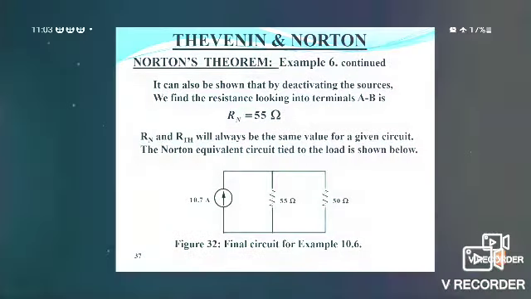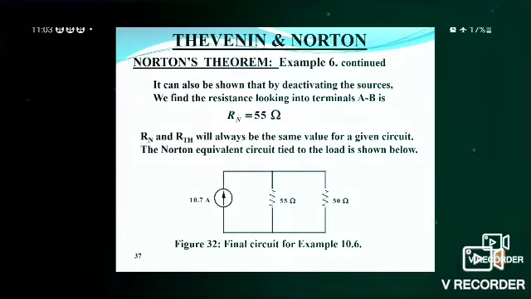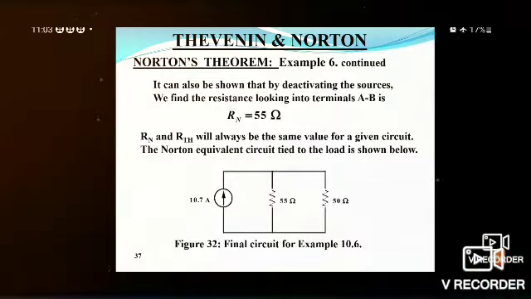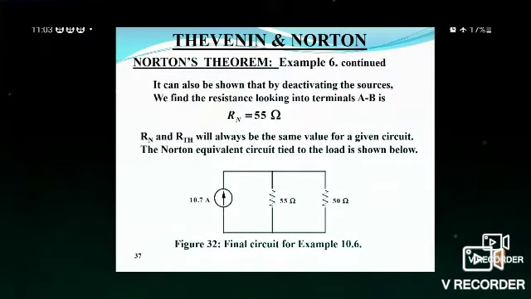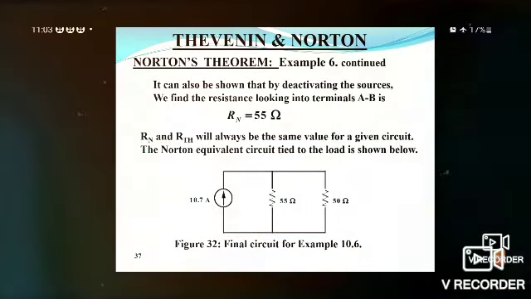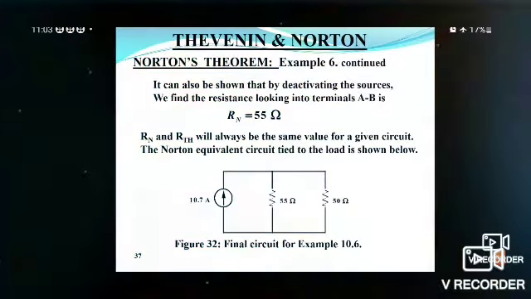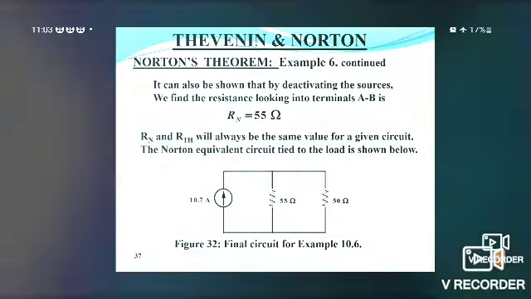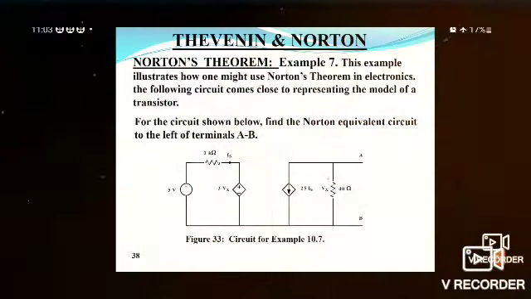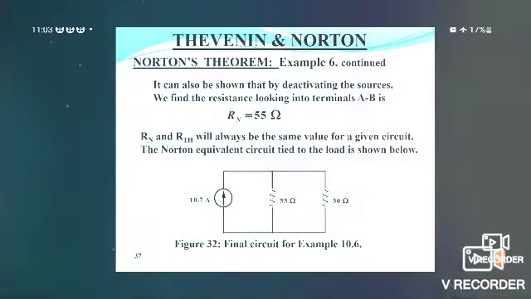The Norton equivalent circuit tied to the load is shown below. Therefore, 10.7 ampere is the short circuit current and 55 ohm is RN, which is equal to RTH, in parallel with the current source of 10.7 ampere. That is in parallel with the 50 ohm. Now the 50 ohm is placed across AB. Now we can find the value of current flowing through the 50 ohm resistance by the current division rule, that is opposite resistance by total resistance into total current.